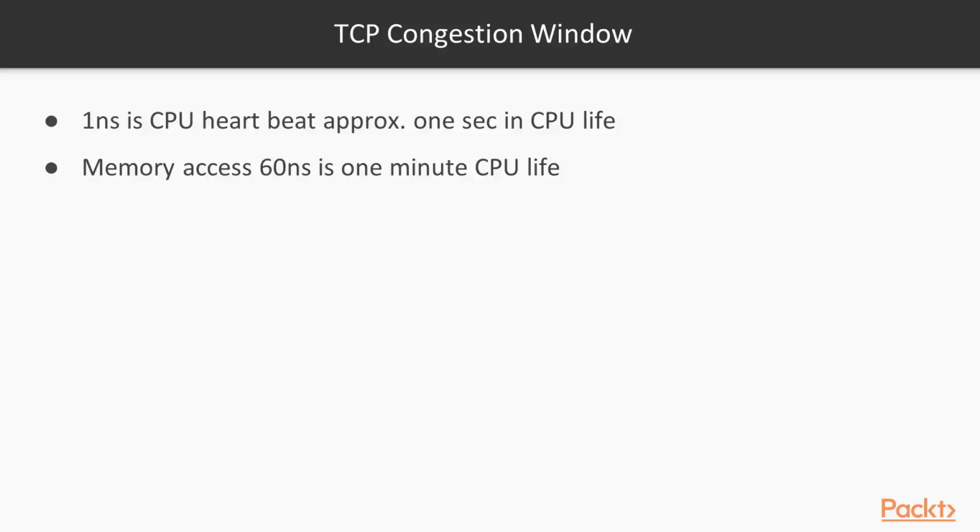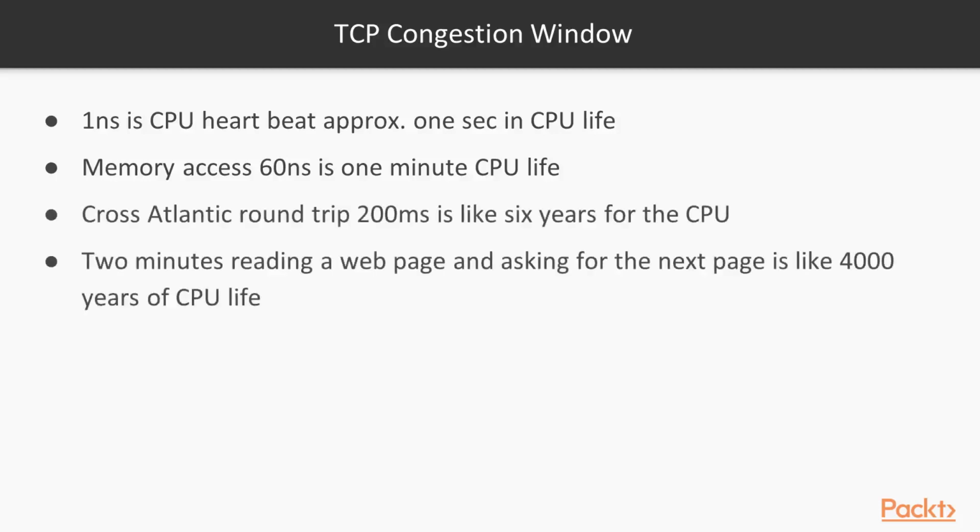To send a TCP segment through the Atlantic, it takes a few hundred milliseconds. That is approximately 6 CPU years. When we download a web page and read it for 2 minutes, the next TCP session opened by the browser when we click on a link is almost 4000 CPU years. For the CPU, this communication is slower than 19th century sail ships through the Atlantic.